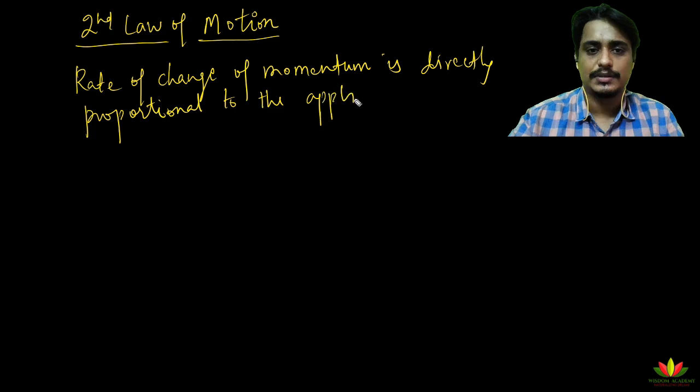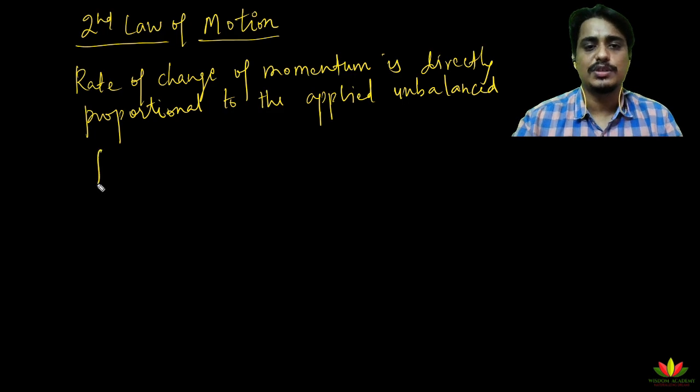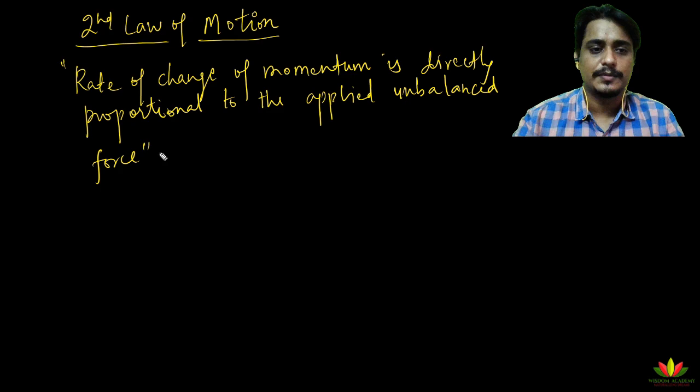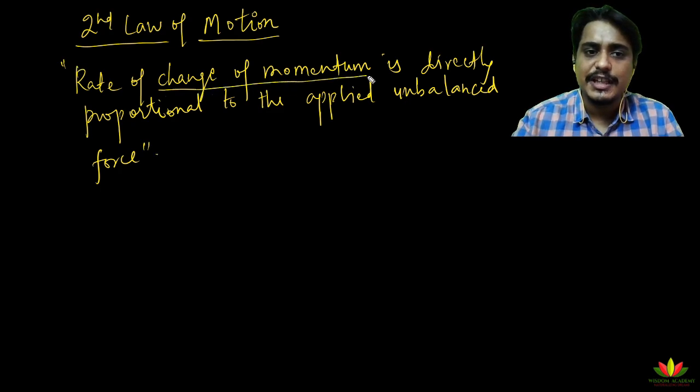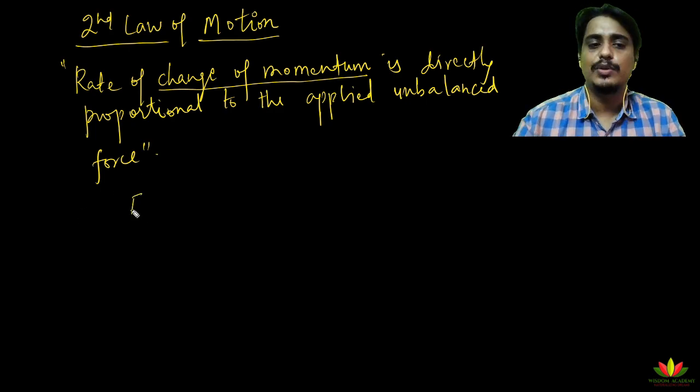So what is the second law of motion? It states that rate of change of momentum is directly proportional to the applied unbalanced force. So now let us break it and understand it. First, what is change in momentum? Change in momentum will be equal to final momentum minus initial momentum.